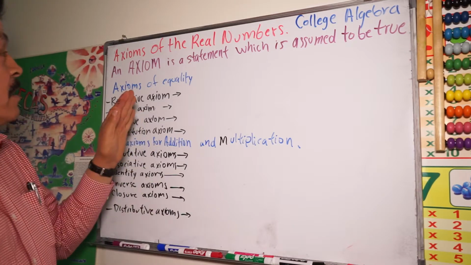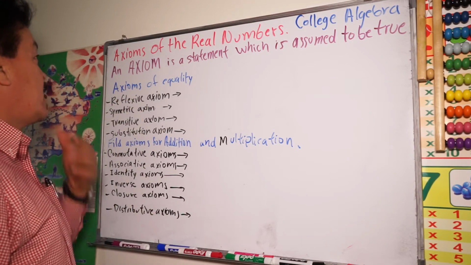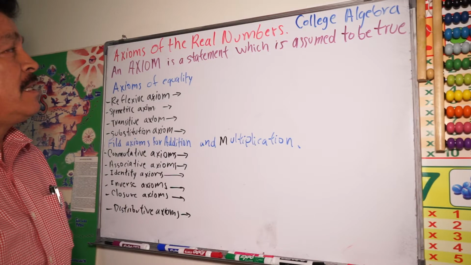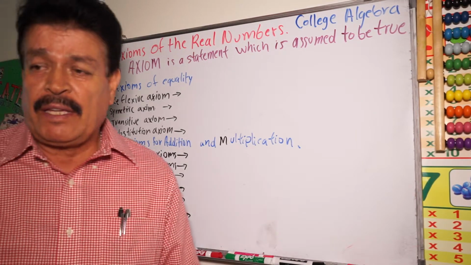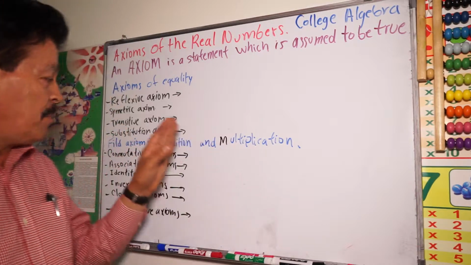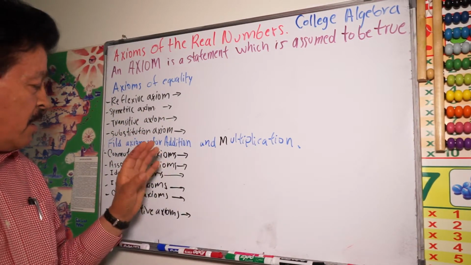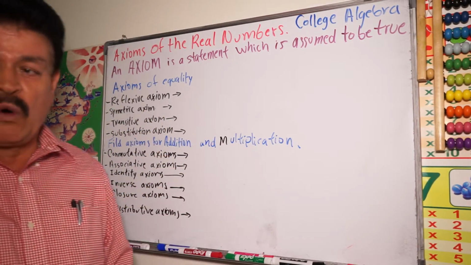The topic for today is axioms of the real numbers. It's going to be easy. Some ideas and main concepts right here. We're going to explain how these concepts work.